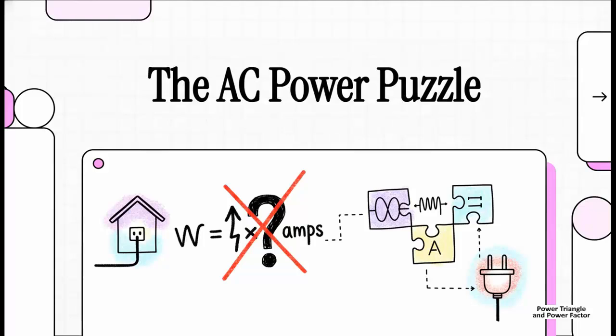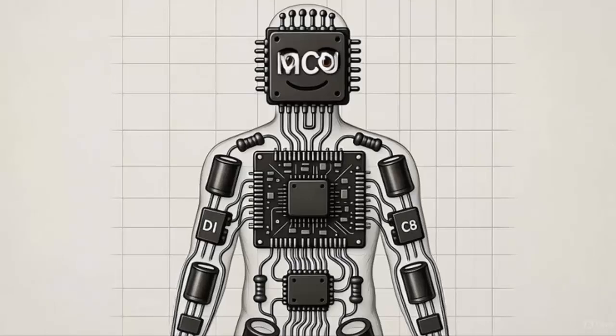Hey, welcome. We all learn that one simple rule for electricity, right? Watts equals volts times amps. But what if I told you that for the power that's humming through the walls of your home right now, that simple equation is, well, often wrong? Let's dive in and solve what I like to call the AC power puzzle.